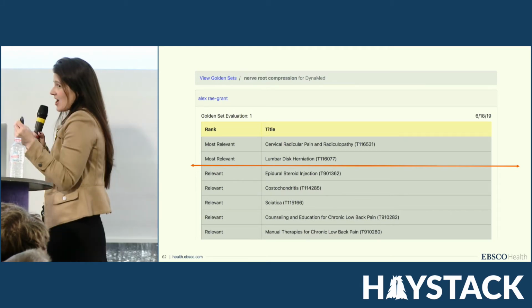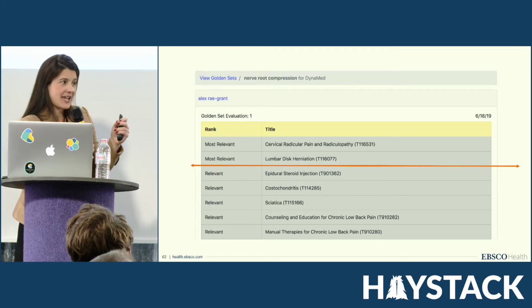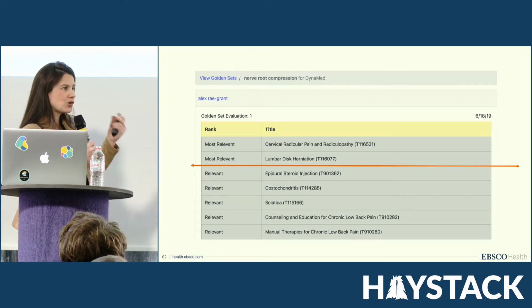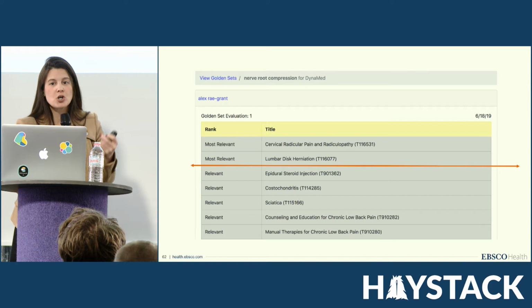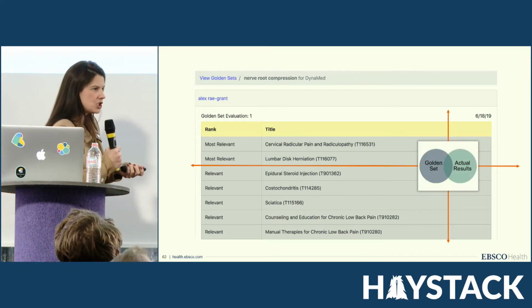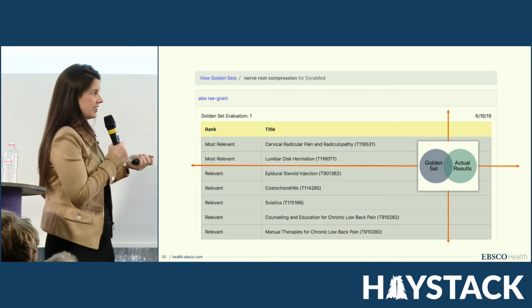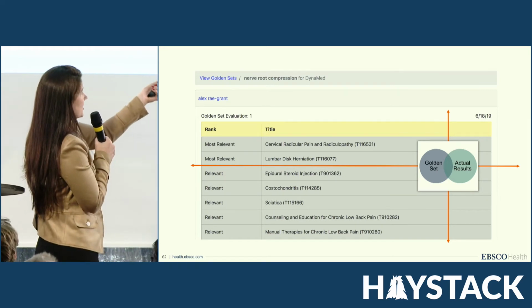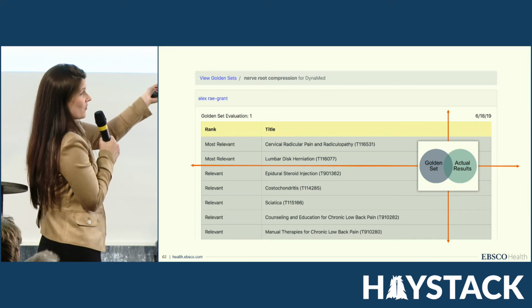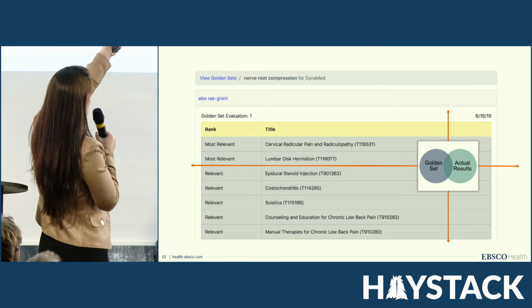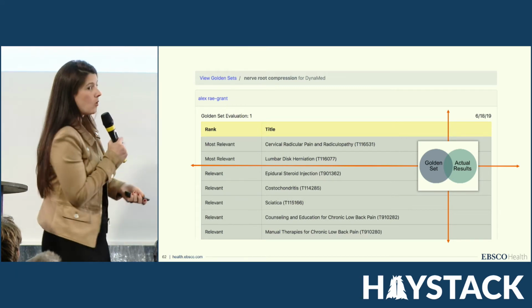Now, since I have these judgment lists, I can actually run them against my real search results and then calculate a score or a grade of how close I am to my target. So what I essentially do is calculate the intersection between the golden set and the actual results. So obviously the higher the overlap, the higher the score. So we do that for the top bucket, and then we also do it for the result set as a whole.